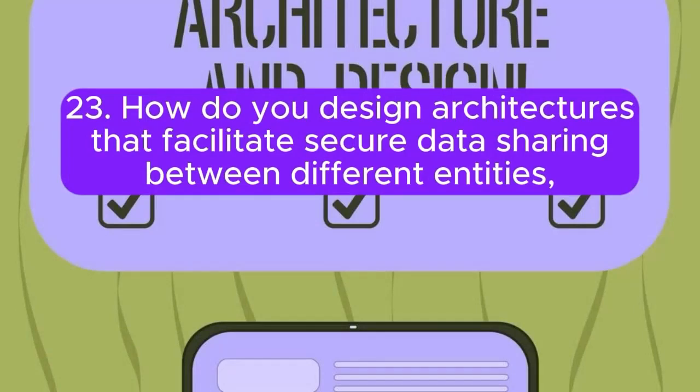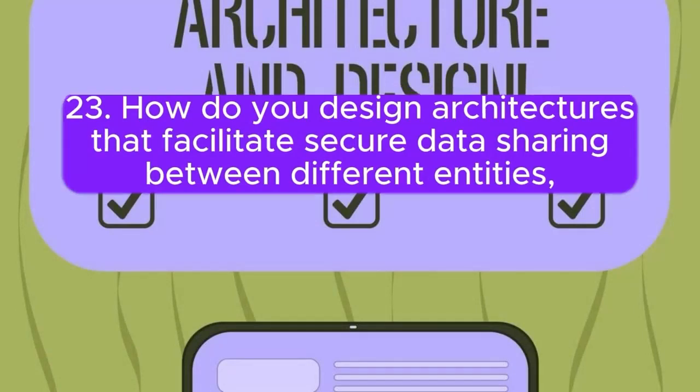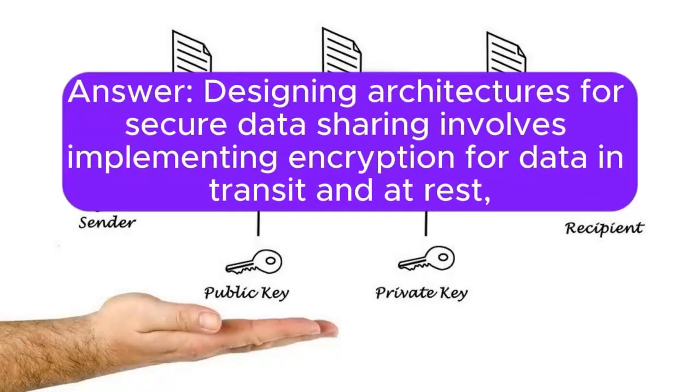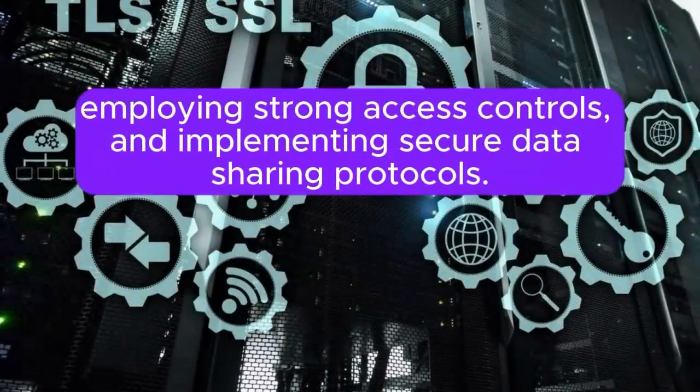23. How do you design architectures that facilitate secure data sharing between different entities? And what encryption and access control measures do you recommend to protect shared data? Answer. Designing architectures for secure data sharing involves implementing encryption for data in transit and at rest, employing strong access controls, and implementing secure data sharing protocols.